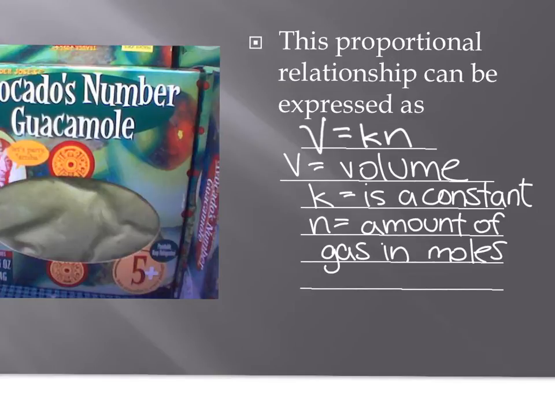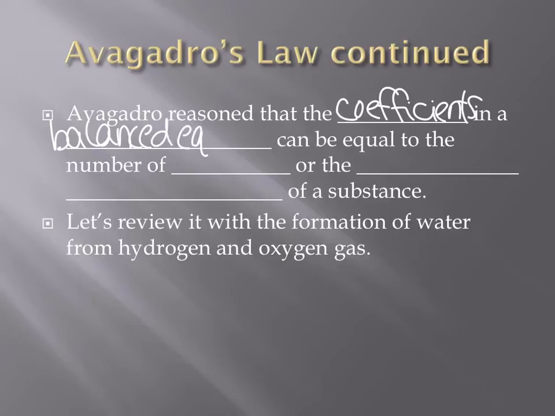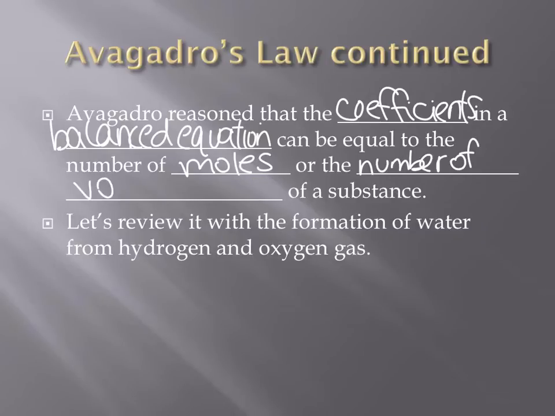When your volume increases, the number of moles increases. So if we look at Avogadro's law, Avogadro said that the coefficients in a balanced equation can be equal to the number of moles or the number of volumes of a substance.